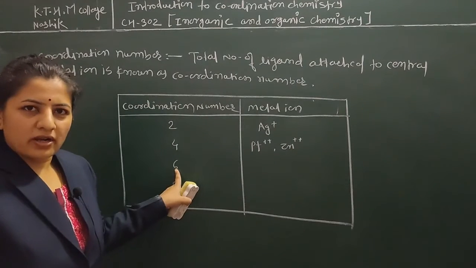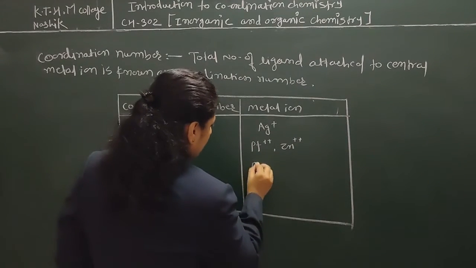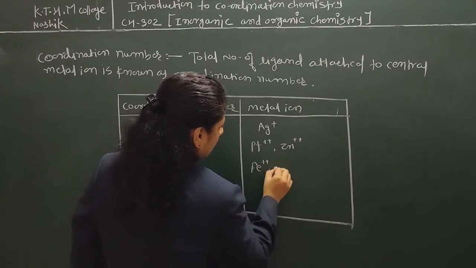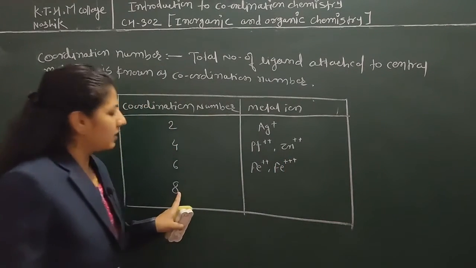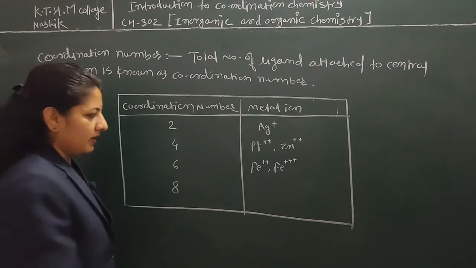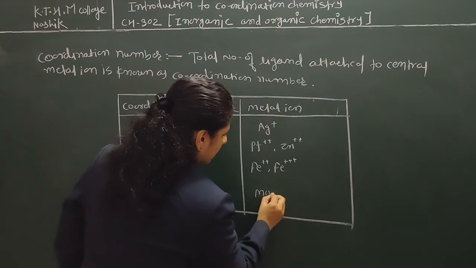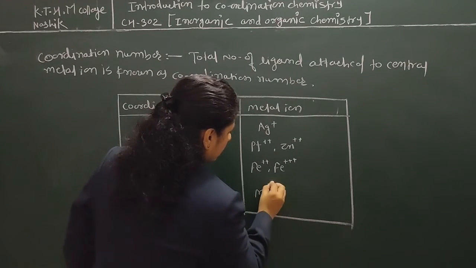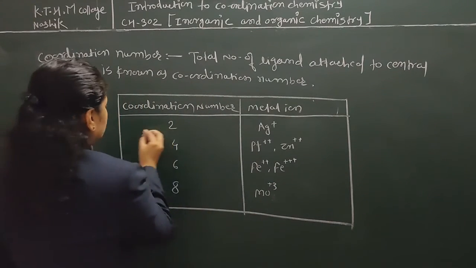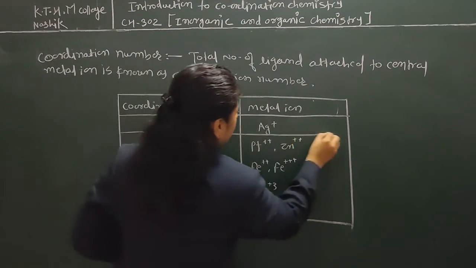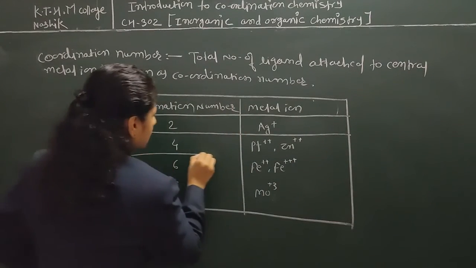When there is a coordination number 6, the metal ions may be cobalt or iron, and when there is a coordination number 8, the metal ion may be molybdenum in plus 3 oxidation state. So these are the coordination numbers with respect to their metal ions.